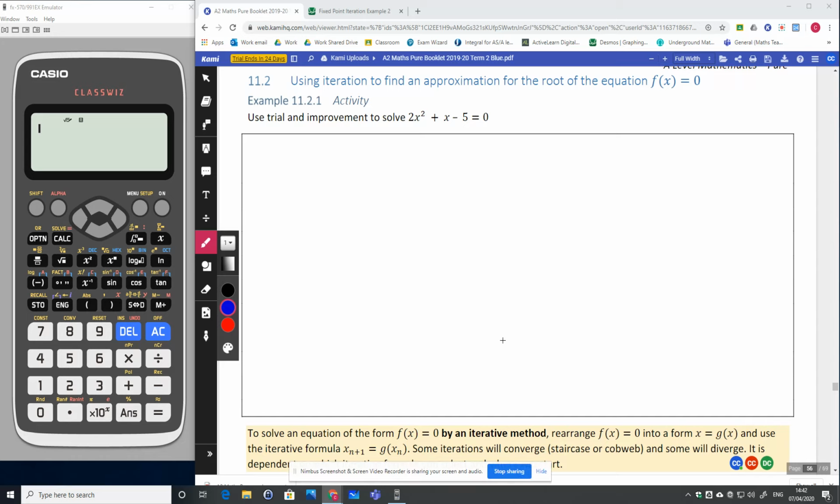11.2, using iteration to find an approximation for the root of the equation f of x equals 0. This is the second video for chapter 11 of the pure notes for A2. So we're going to start off with trial and improvement.